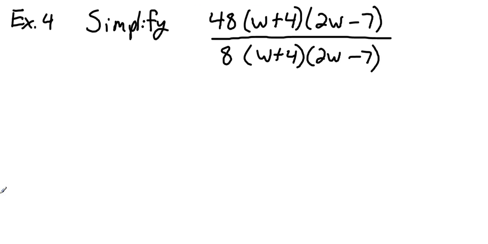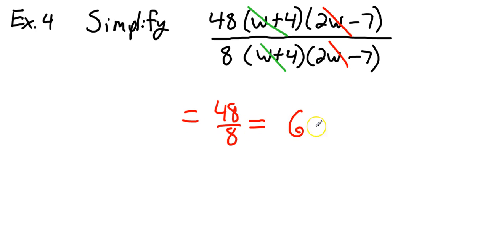So now you're just canceling. You've got a w plus 4 and a w plus 4. Cancel those out. You've also got a 2w plus 7 and a 2w plus 7. So you can cancel those out. So it leaves you with 48 over 8. When you simplify that, you do just get a plain old 6. Okay, number 5. Same directions. It's still simplify.